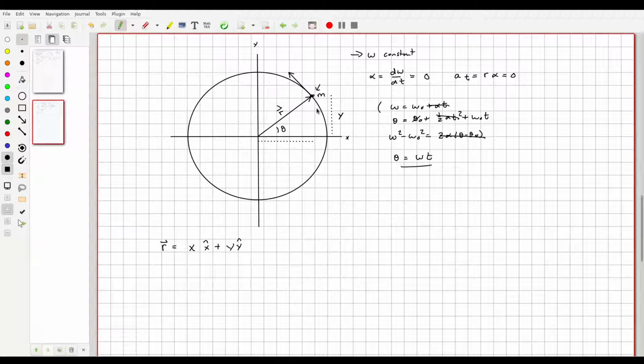This would be y, and this would be x. So here, related to the length r, x, y, here's what we have for x. X is going to be the adjacent part. The adjacent part is cosine. So x is going to be r times cosine of theta. Y is the opposite part, or sine. R sine of theta. And theta is omega times t.